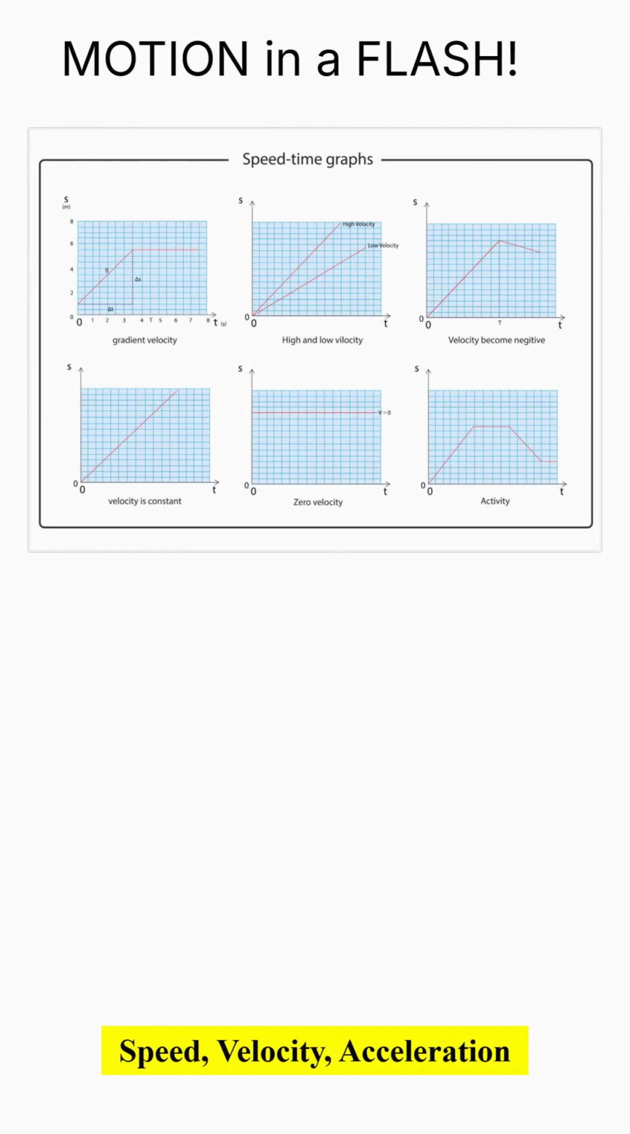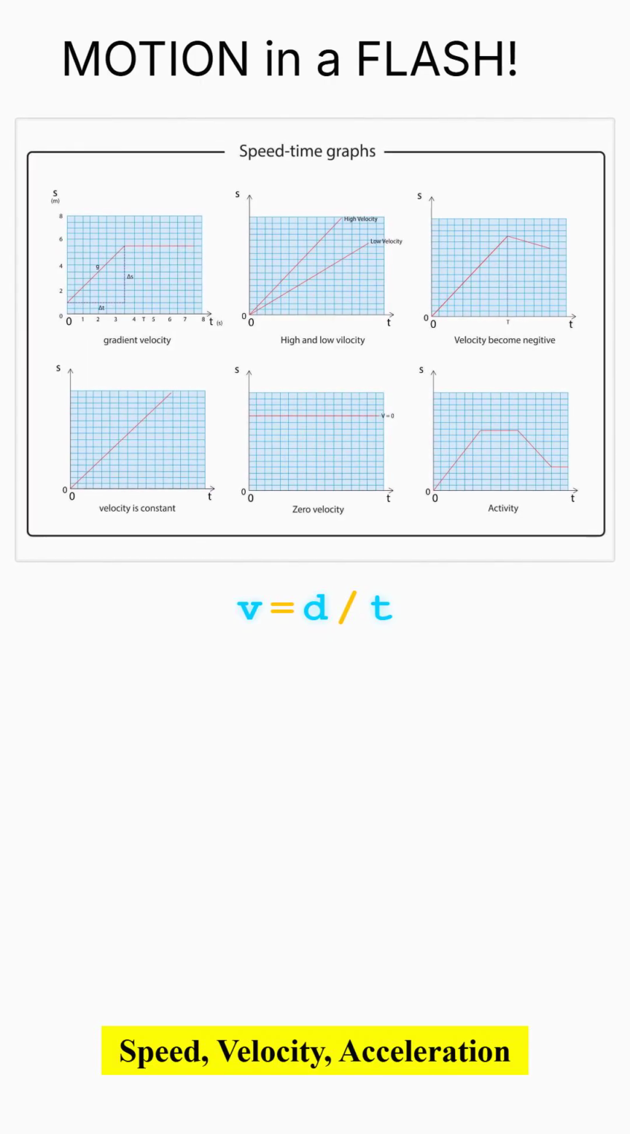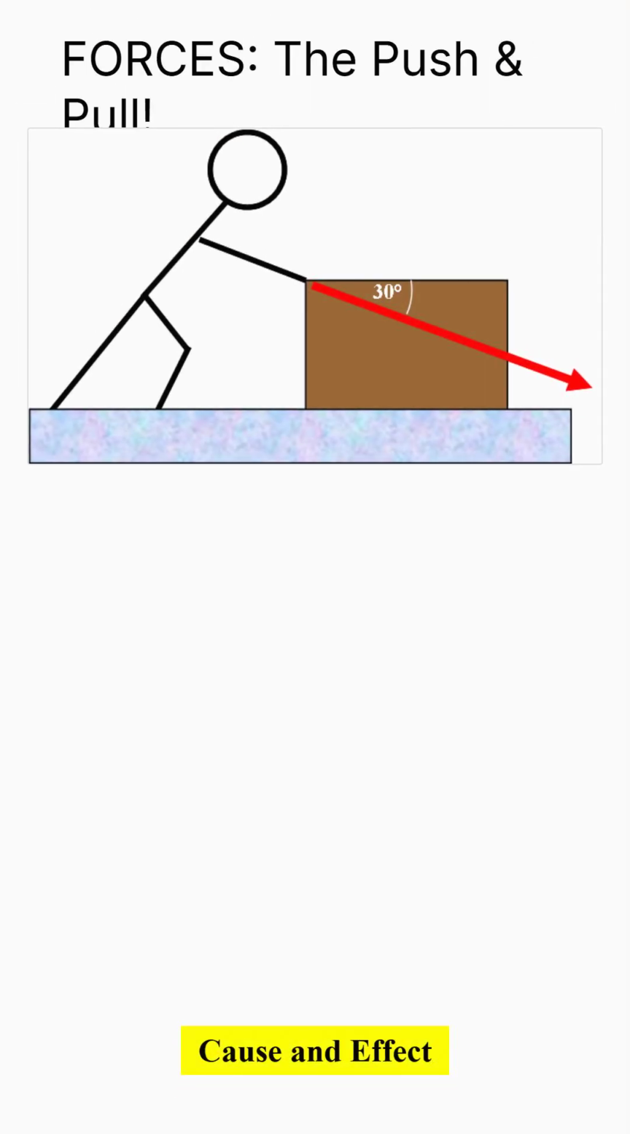Motion is all about how things move. We have v equals d over t, where v is velocity, d is distance, and t is time. Next, a equals (v minus u) over t, where a is acceleration, v is final velocity, u is initial velocity. Further, v equals u plus at, and s equals ut plus 1/2 at squared, where s is displacement. Also, v squared equals u squared plus 2as. Master these and motion will be a breeze.